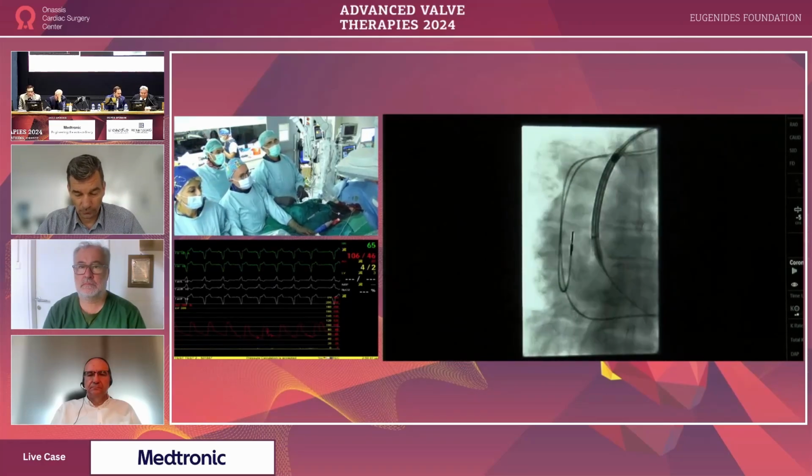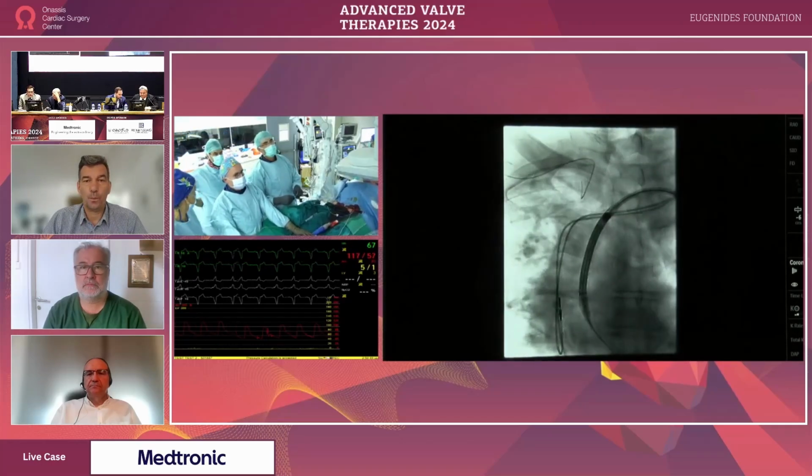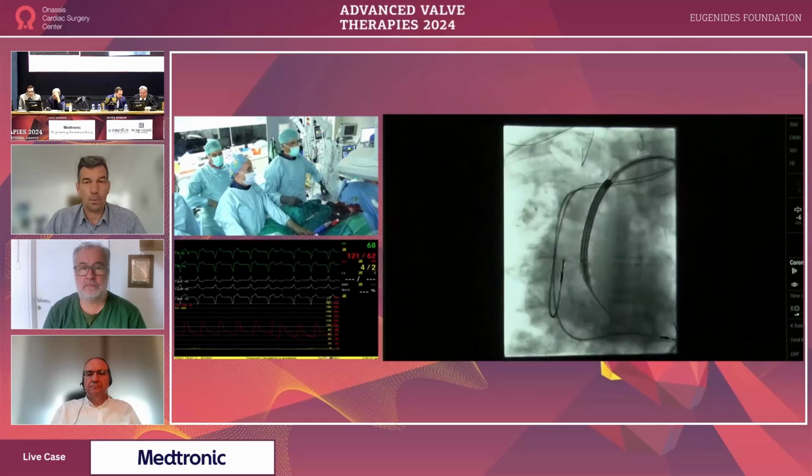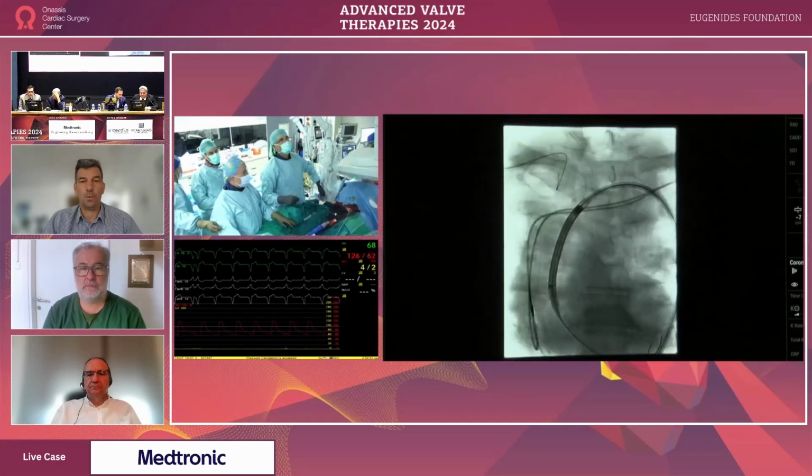Up, so we can see the pigtail. Where is the pigtail, though? So we had to retract the pigtail just to avoid entanglement with the.